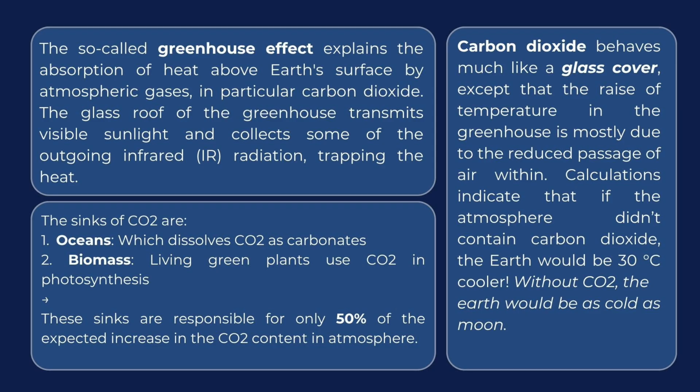Now let's talk about where carbon dioxide goes. The main sinks of CO2 are first, the ocean. They absorb carbon dioxide and convert it into carbonates. Parang inaabsorb lang ng ocean yung mga CO2 from the atmosphere. So second is biomass or living green plants. Through photosynthesis, ginagamit nila yung CO2. Pero here's the problem. These sinks can only handle about 50% of the expected increase in CO2. So ibig sabihin, hindi nila kayang i-balance lahat, kaya tumataas pa rin yung CO2 sa atmosphere.